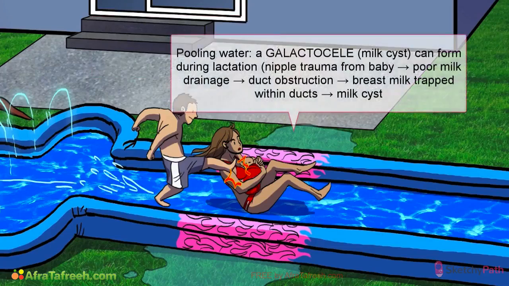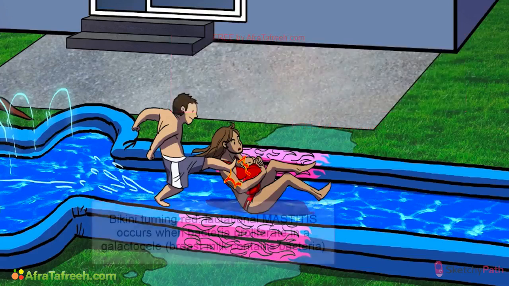Lactational mastitis is most common early on, in the first few months of breastfeeding. Initially, engorgement of the breast occurs because of poor milk drainage, usually related to nipple trauma. Babies aren't very gentle, causing compression and obstruction of milk ducts. This blockage traps breast milk within the duct, eventually forming a little cyst known as a galactocele. Kind of like that growing puddle of water pooling around the mom.